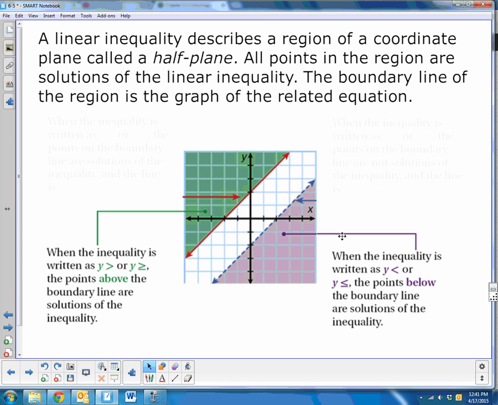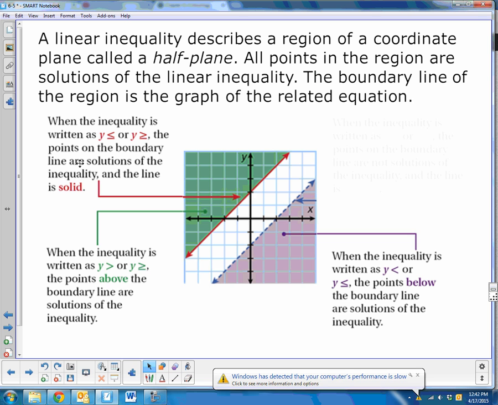But we need to talk about how we know it's above or below. And so we shade above the line if y is greater. We shade below the line if y is less. Now for those lines themselves, we've got a red line there and a purple or a blue line.